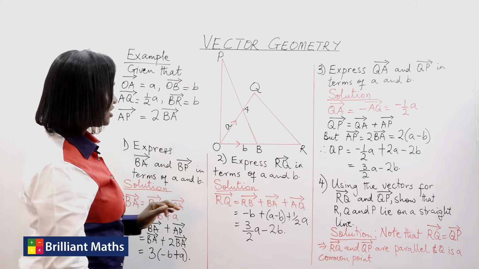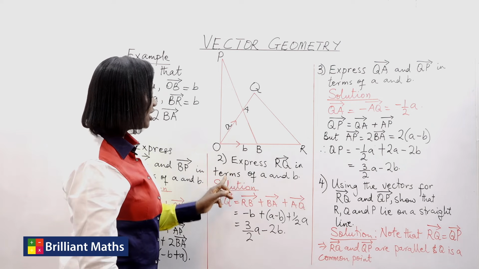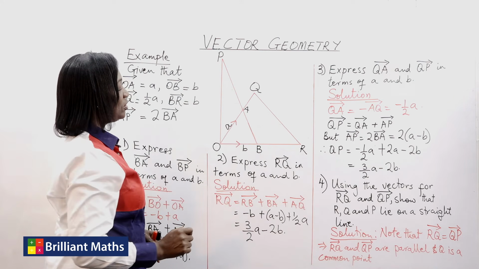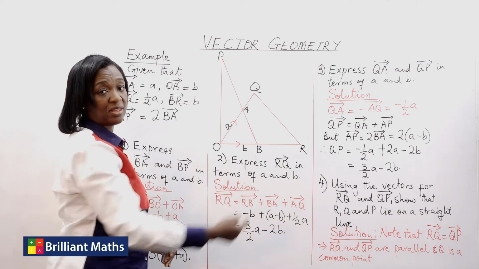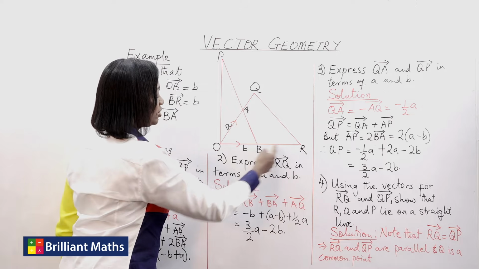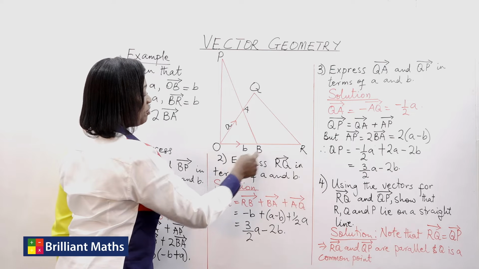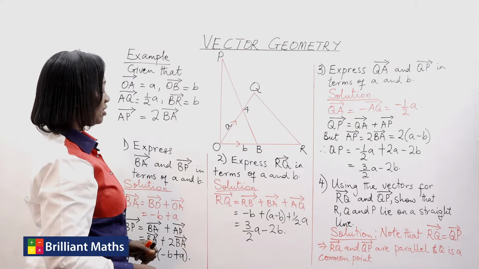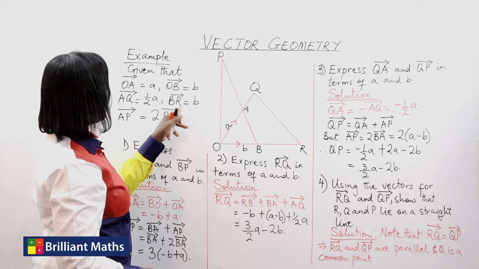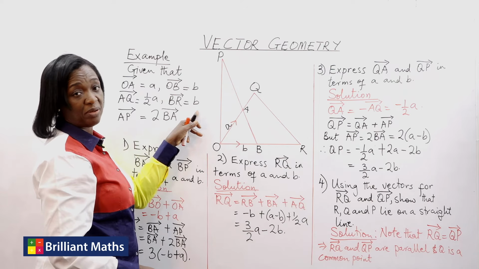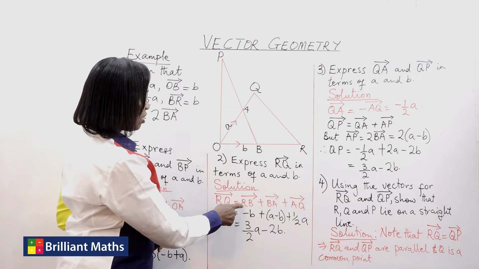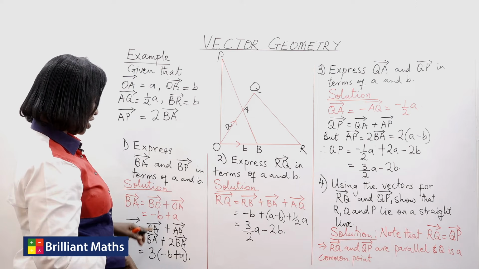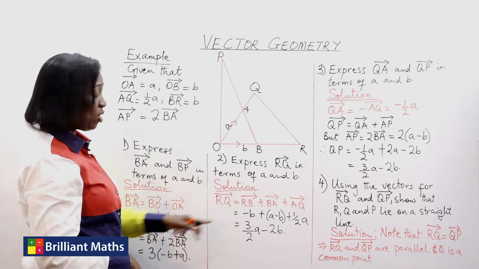So the second question is, express RQ in terms of a and b. Where is RQ? That's RQ. There's no direct path. So RQ will be from R to B, that's the vector RB, plus the vector BA. And we know that RB will be minus b because BR is b. So RB is minus b. And then BA, we have already as minus b plus a, or a minus b.